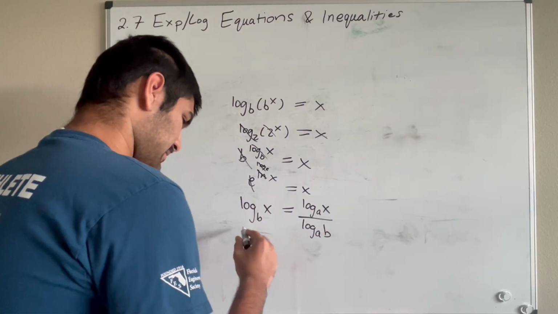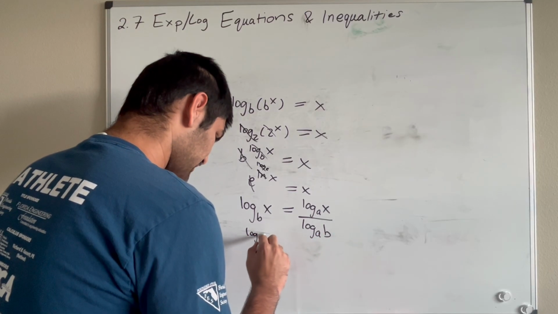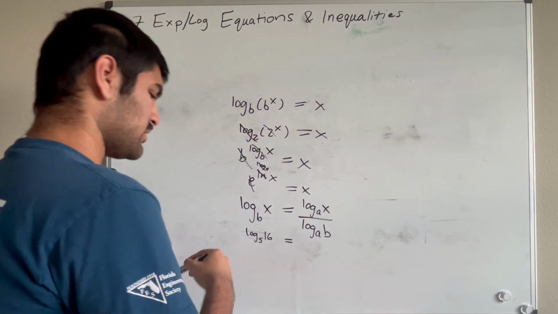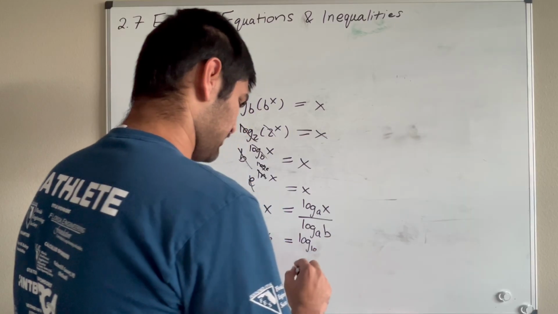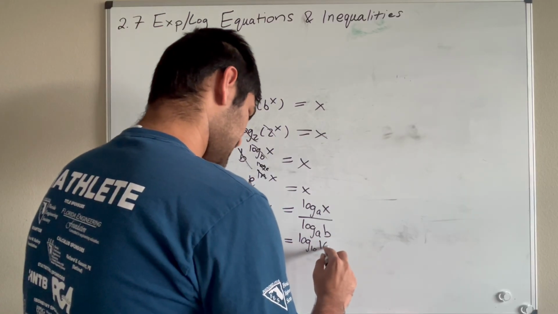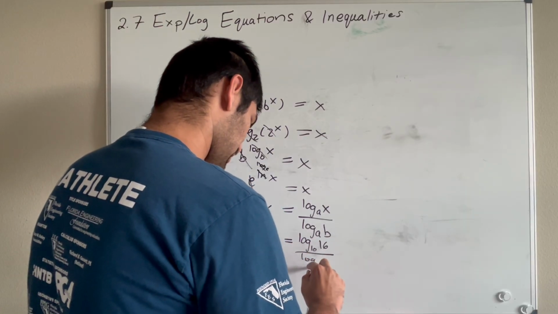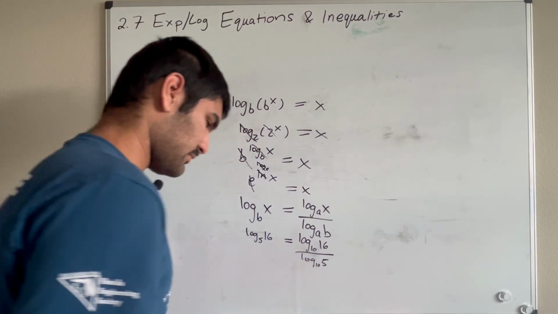So for example, let's say we had log base 5 of 16. According to the change of base formula, this would equal, and let's use log base 10 for example, log base 10 of 16 over log base 10 of 5.